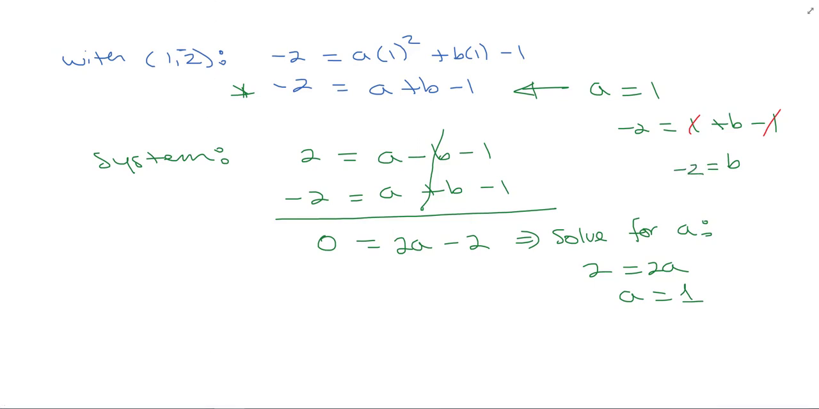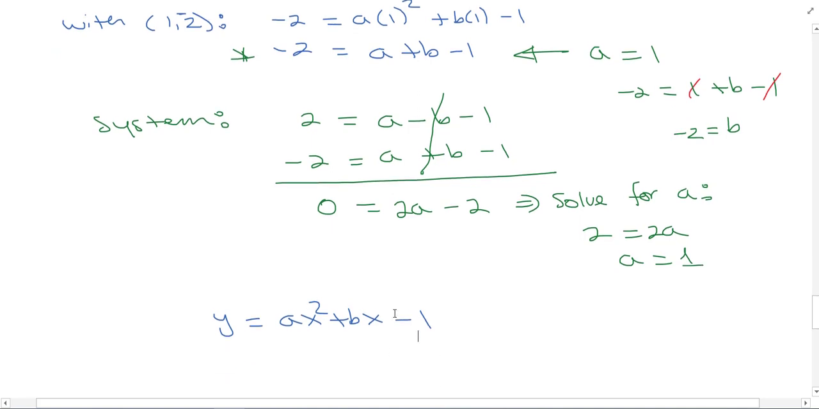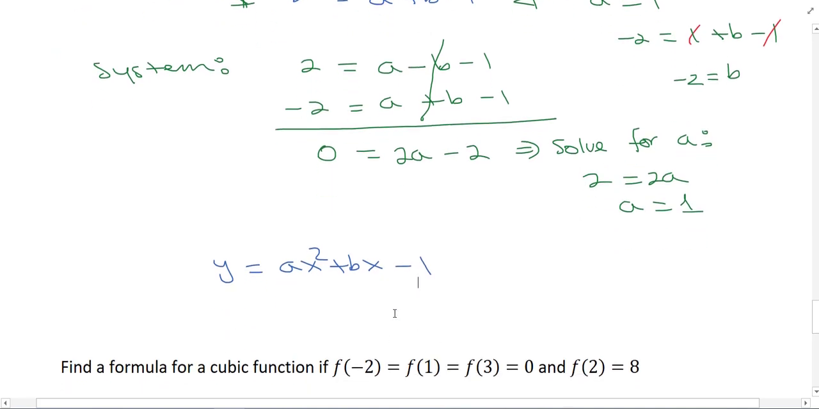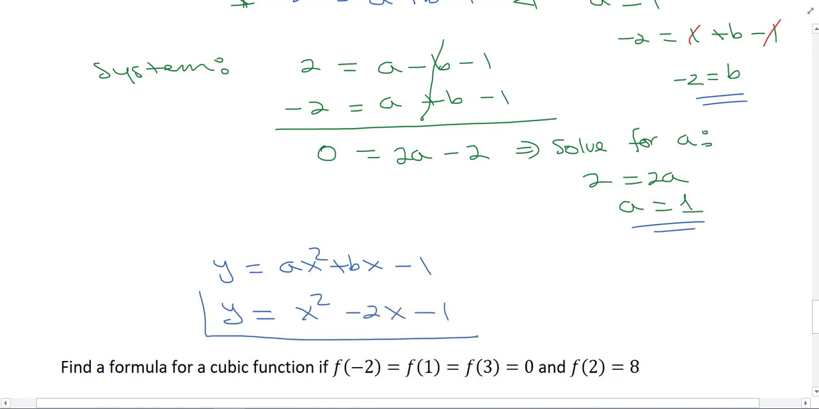So back to our equation, we had y equals ax squared plus bx minus 1, because we knew the y-intercept. We just solved for a and b. So a is 1, so I'm going to have y equals 1, so just x squared. B is negative 2, so minus 2x minus 1. And this will be, I got to my second example there. So this will be the equation of the quadratic.